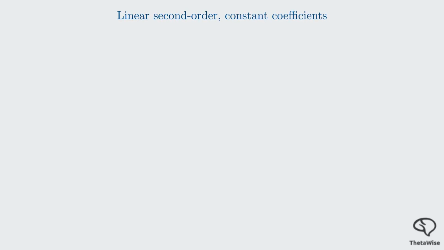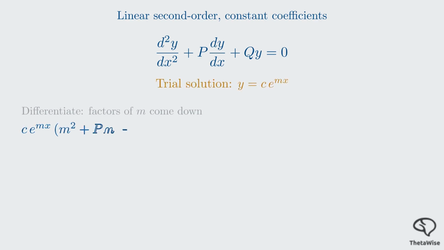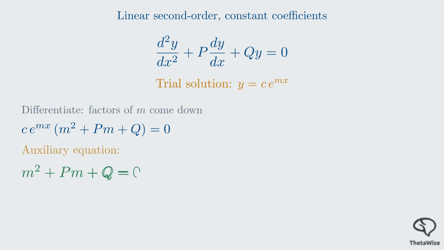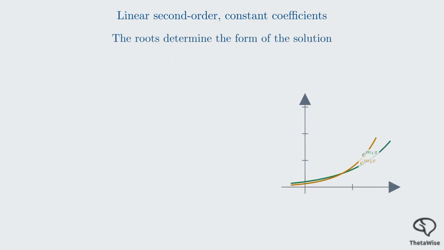The notes next move to linear second-order equations with constant coefficients. d²y/dx² + p dy/dx + qy = 0. The standard trial solution is y = c e^(mx). Differentiating brings down factors of m, so substitution gives c e^(mx)(m² + pm + q) = 0. Since the exponential and c are not the part we want to set to 0, the auxiliary equation is m² + pm + q = 0. The roots determine the form of the solution.